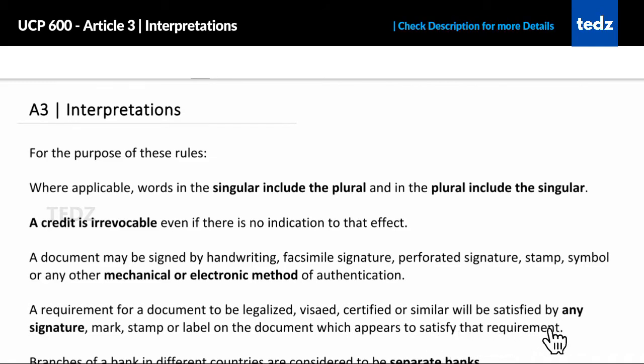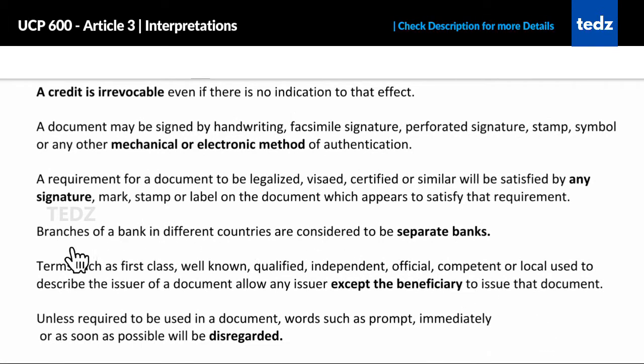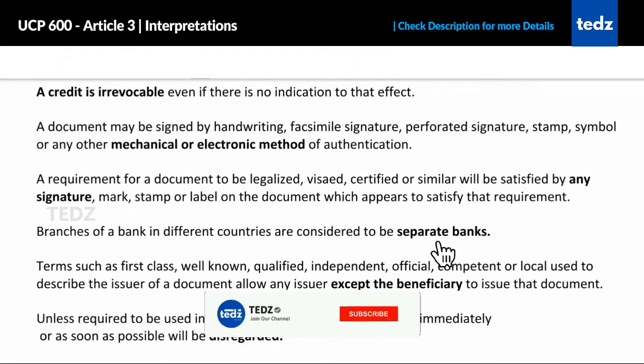And here it says branches of a bank in a different country are to be considered as a different bank. For example, we have an Indian bank in India and we have an Indian bank in Singapore. So we cannot consider both the banks to be the same. So they are different banks. When located in different countries, it's a different bank. It's a separate bank.